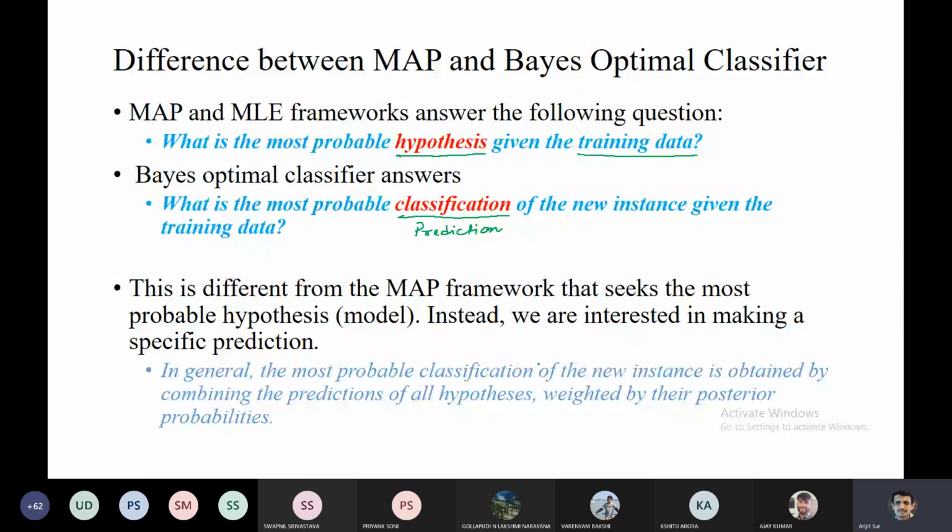So the new instance is classified by combining the predictions of all the hypotheses. Let's say this is a plus and there is a minus. These are the two classes. Now there is a point here, and it is either plus or minus. It's a two class problem that we are going to see here. This is a classification, so how are we going to do it? This is a very interesting example.